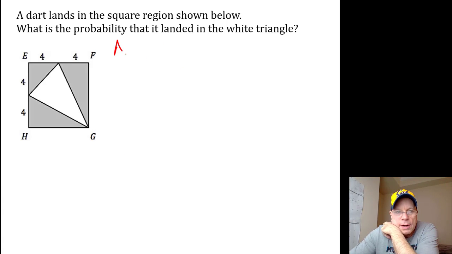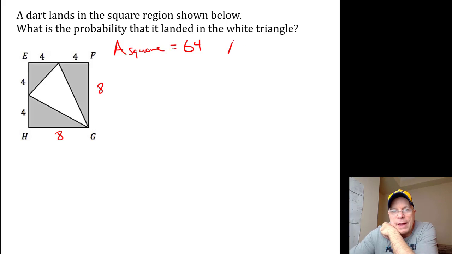The area of the 8 by 8 square is 64. If you could figure out the area of the white triangle, then your favorable outcomes would be that area, and all the possible outcomes would be the 64, the total area of the whole region in which the dart could land.